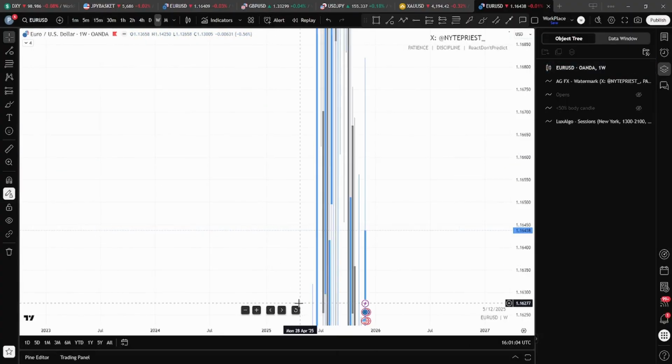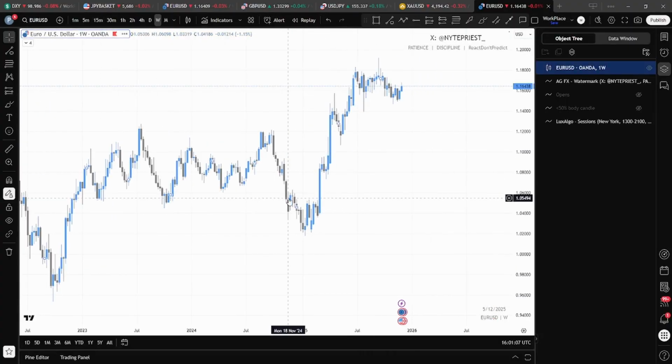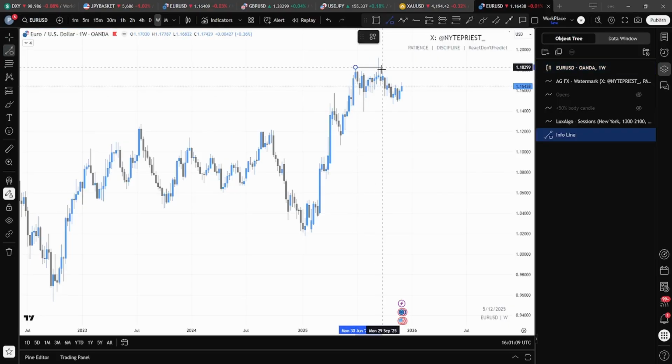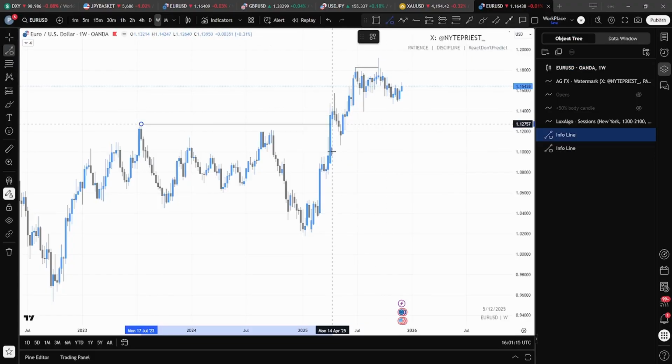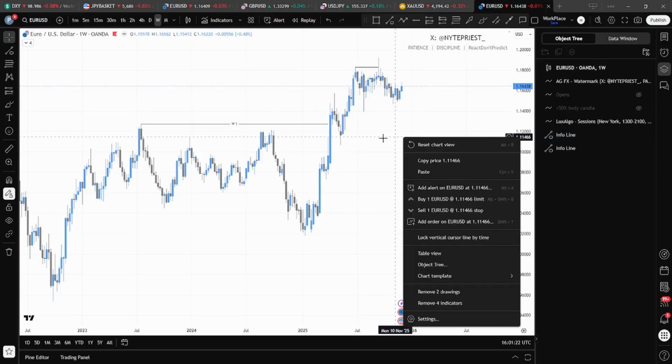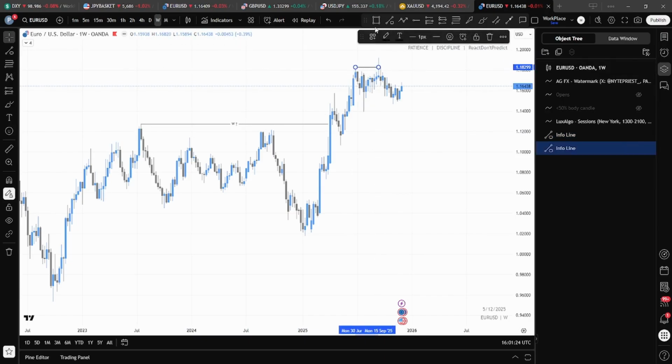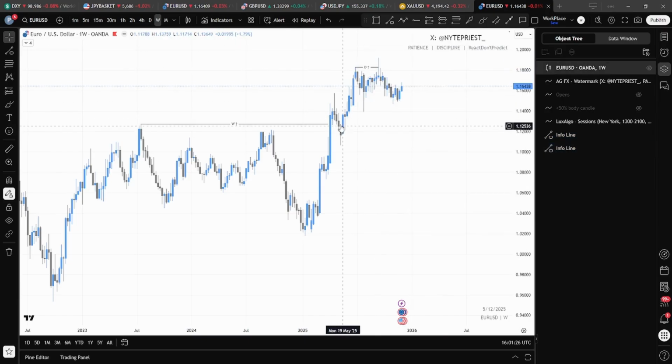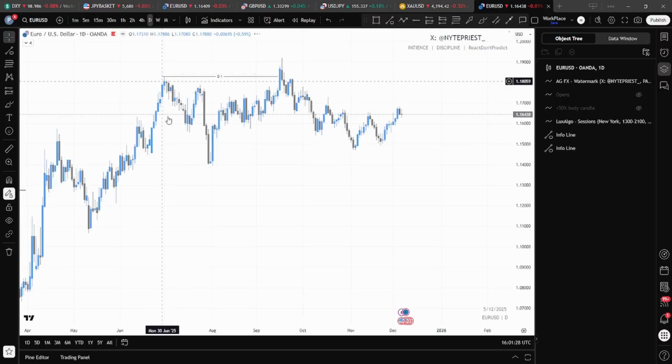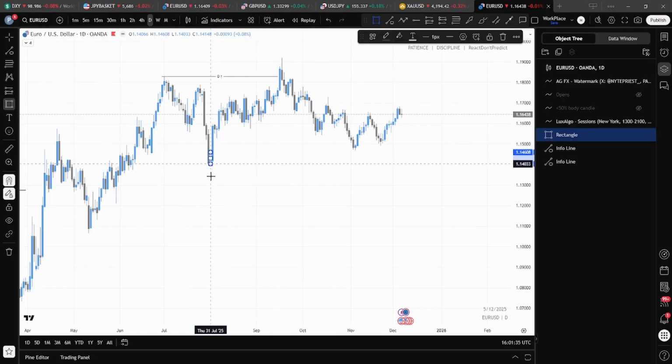On the Euro USD, we're having this break to the upside. Okay. This is a weekly break of structure on the Euro USD. Okay, so this is a daily break of structure to the upside. All right. So on a daily time frame, as you can see, we had a break here with a candle closure on the daily time frame. This is a daily demand block.